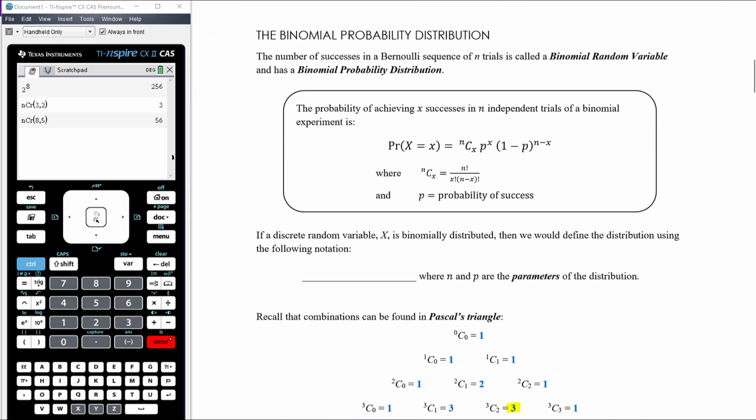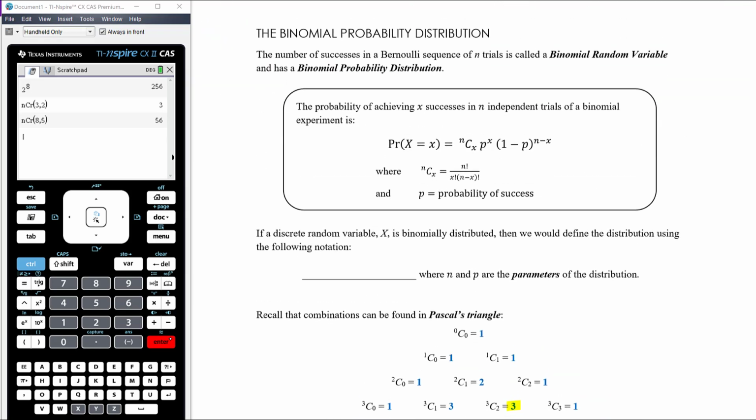So the number of successes in a Bernoulli sequence of n trials is called a binomial random variable, and it has a binomial probability distribution. And we've got the relevant formulas highlighted here. The probability of achieving x successes in n independent trials of a binomial experiment is the probability that X equals x, so we're familiar with this notation from the previous video on discrete random variables.